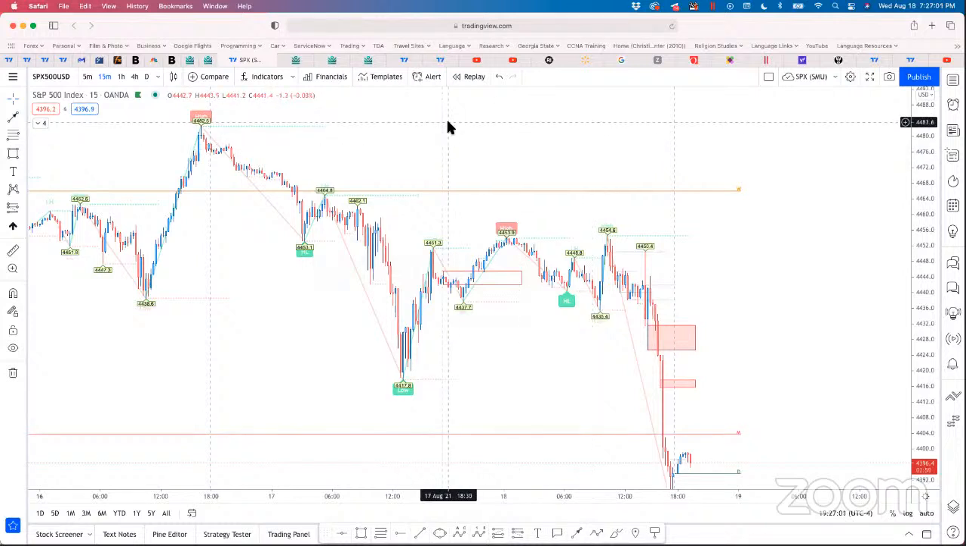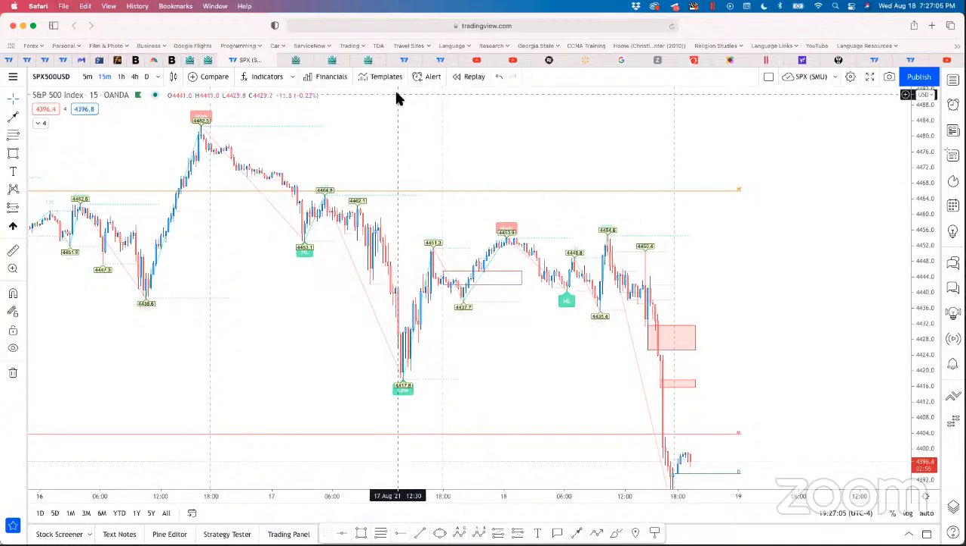Let me change the settings. You should be able to share it now. I don't see anything yet. Sure.